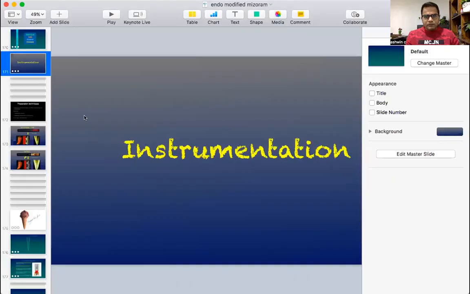So we are going to see the nuances of the instrumentation techniques, the material with which the instruments are made, and the tools with which we can use them. Also, we are going to talk about certain concepts behind this instrumentation. Okay, let me share the screen with you. Yeah, so here we go.